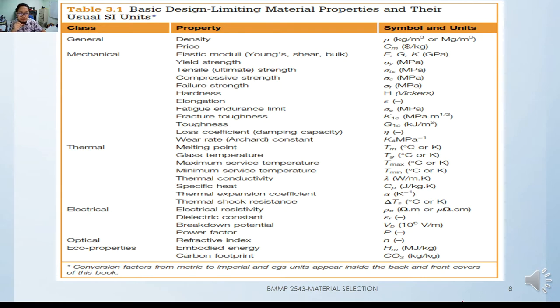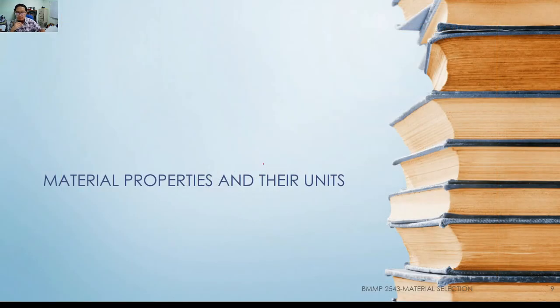And this is just some of the example. This table you can find in our textbook, Materials Selection in Mechanical Design by Michael Ashby. So, the material properties and units. I'll talk a little bit more about what are the properties and the units that we consider for material design and product design?